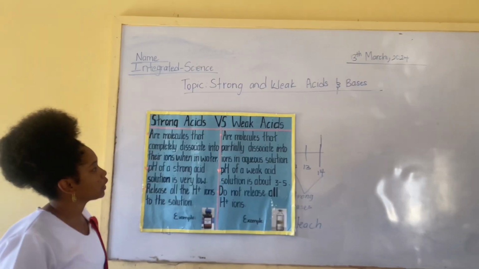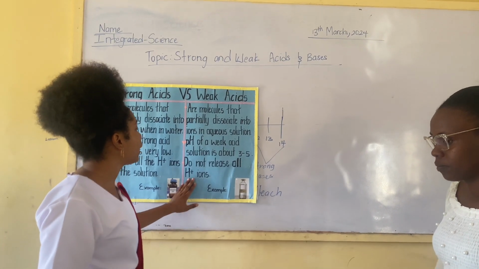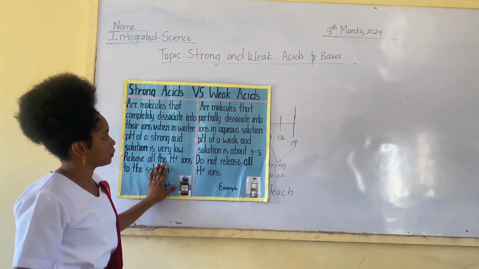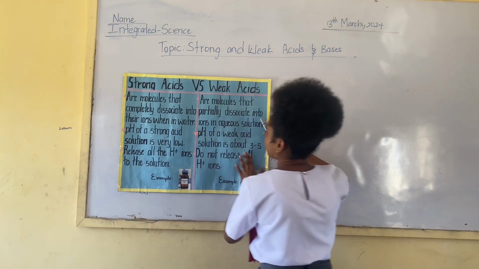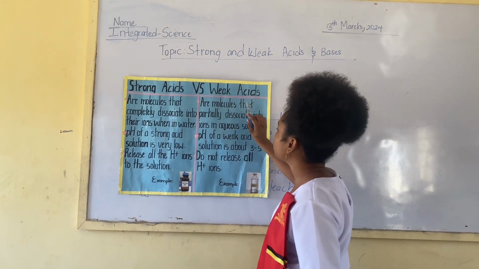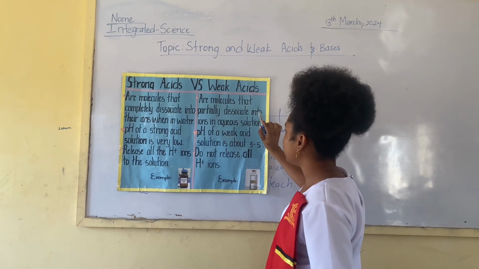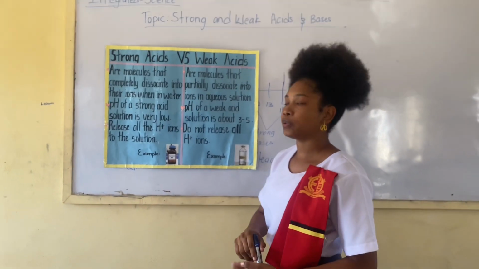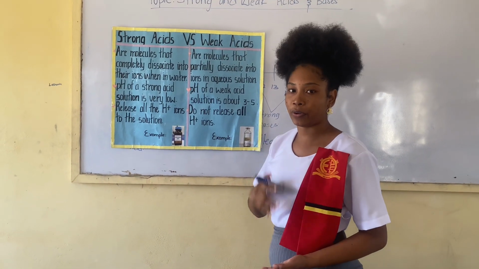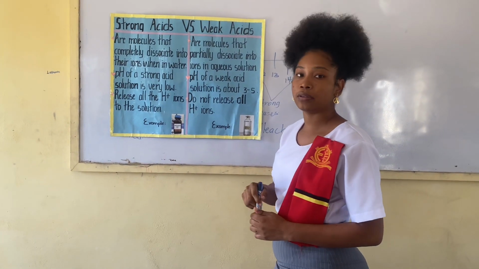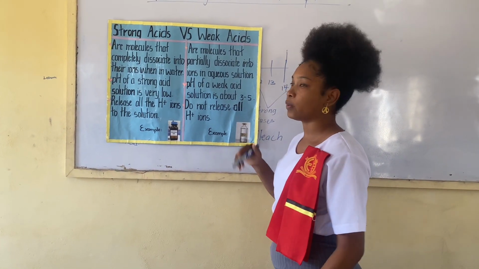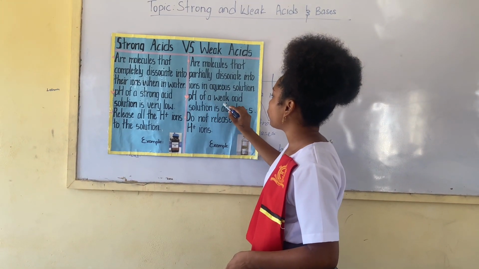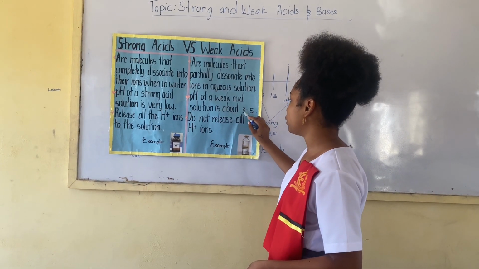Okay, so let us look at weak acids now. The weak acids will be opposite to the strong acids. So here, the first point is that weak acids are molecules that partially dissociate into ions in aqueous solution. So the weak acids do not completely break down or dissolve when in solution. It partially dissociates, so not all will break down.